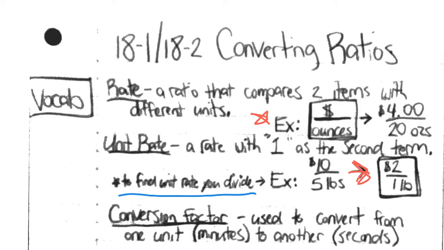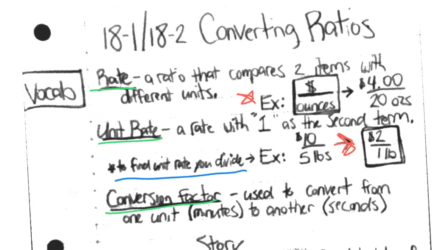And then our last vocabulary here is conversion factor. Conversion factor is the biggest thing that we're going to work with today. Conversion factor is used to convert from one unit to another. So for instance, in parentheses, I put if we were going from minutes to seconds, for example, or it could be from minutes to hours or feet to miles. So it's all about converting from one thing to another. And I'll show you the steps and how we do that today.